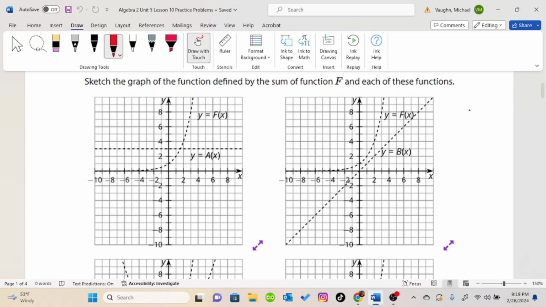This is Algebra 2, Unit 5, Lesson 10. In today's lesson, we are going to focus on how to combine functions.